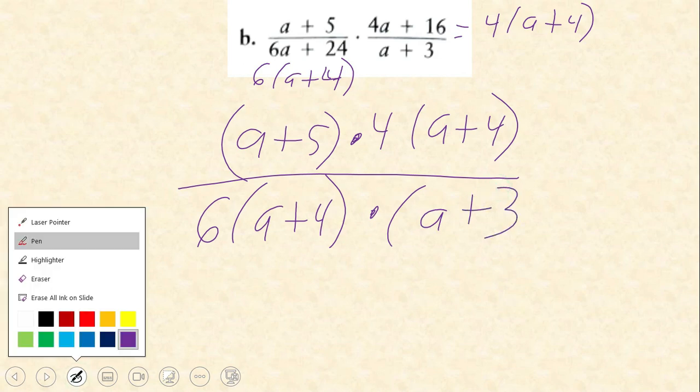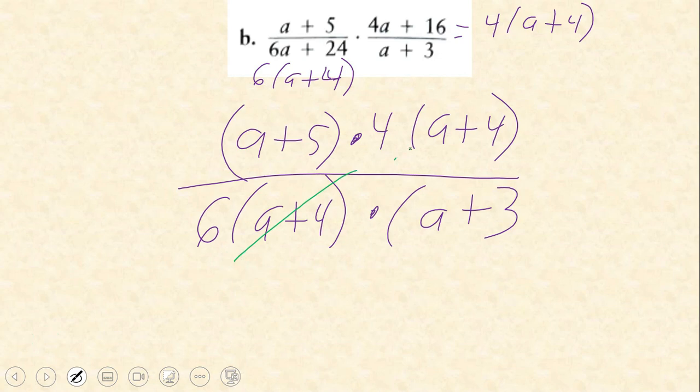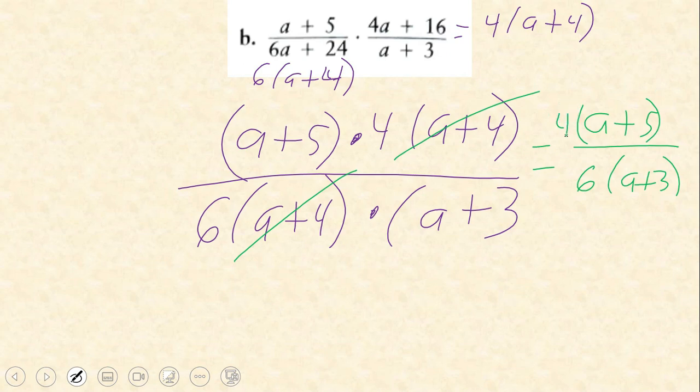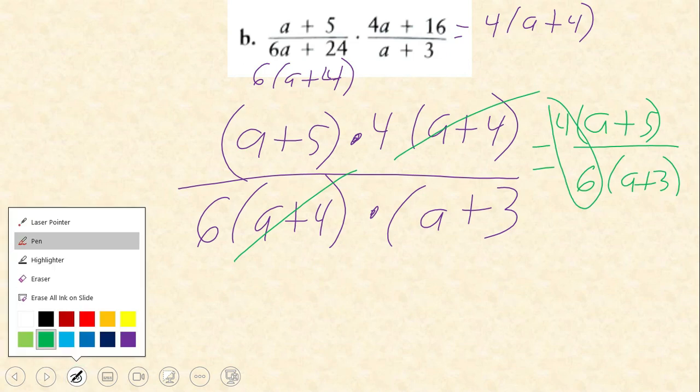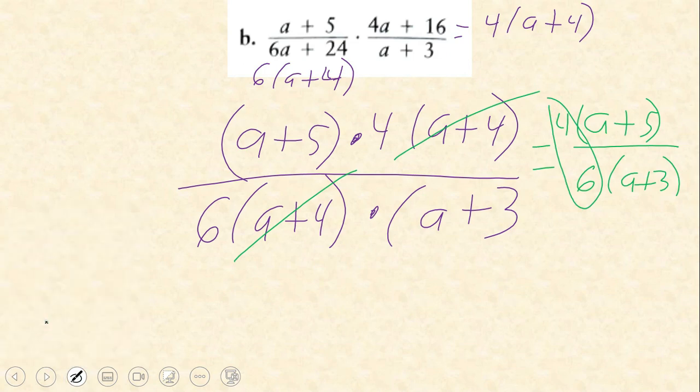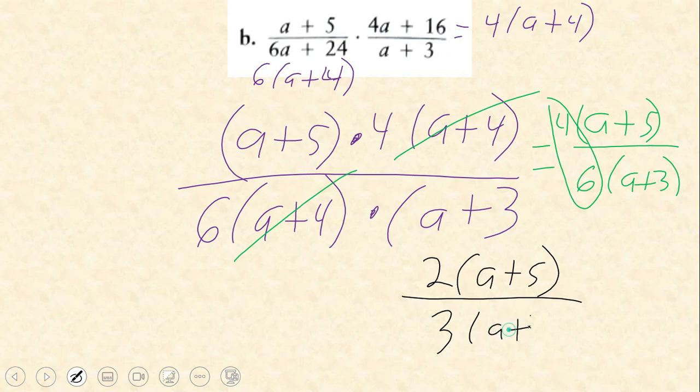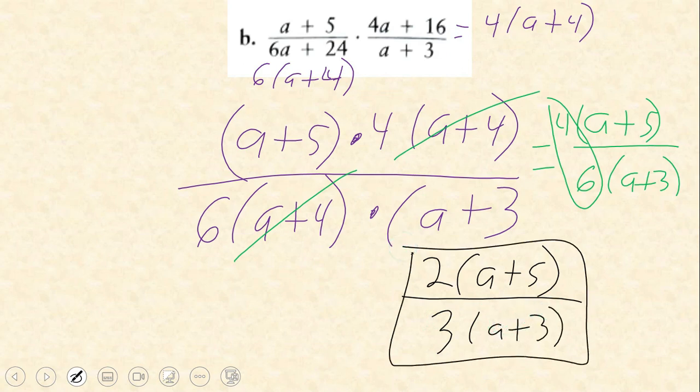Now what we're going to do is cross out our common factors there. And so we are left with a plus 5 on the top and 6 times a plus 3 on the bottom. I forgot the 4 on top. The 4 did not go anywhere. The 4 is still there. Now, we can reduce even more here. So that's going to be 2 times a plus 5 over 3 times a plus 3. And then that is our final answer.